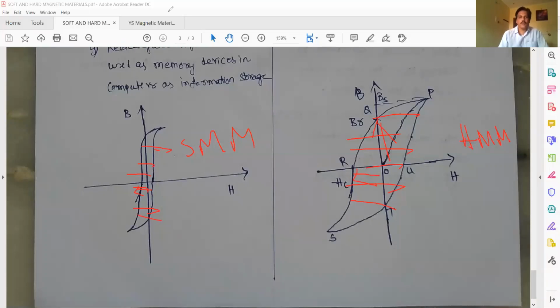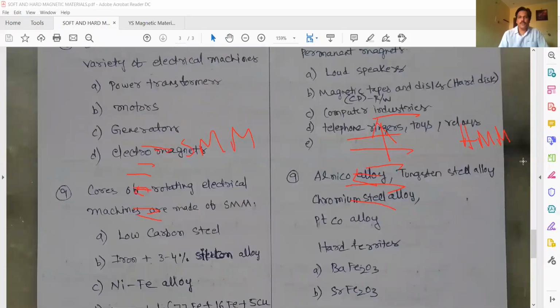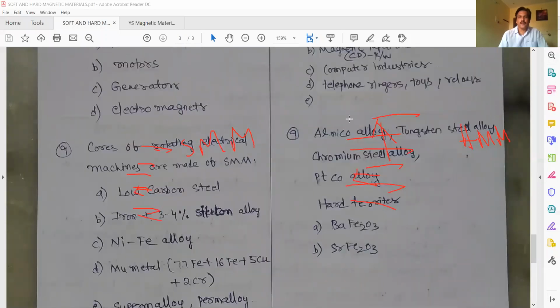So what are the examples for these hard magnetic materials? Where you use loudspeakers, magnets, all this. Alnico is an example of an alloy. Alnico alloy, tungsten steel alloy, chromium steel alloy, platinum cobalt alloy. These are the alloys used for making permanent magnets in the computer industry, telephones, magnetic tapes, disks, hard disks. You have heard about the hard disk in your computer. The hard disk in a computer is made of Alnico alloy. Alnico is a magnetic storage device using permanent magnets.